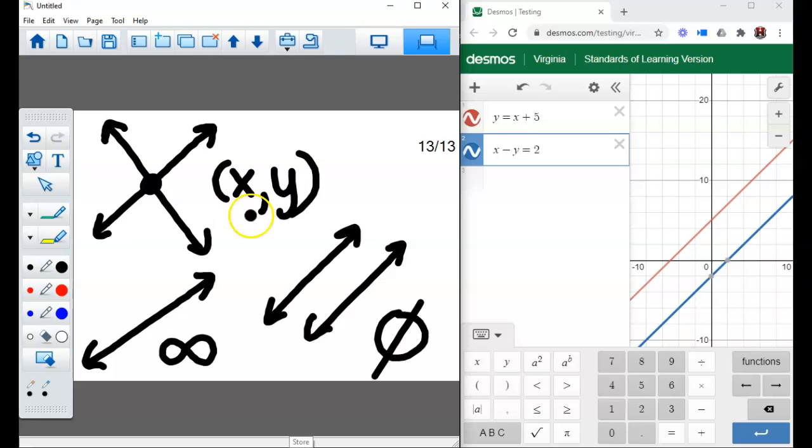So you're either going to get an ordered pair if the two lines make an X. You're going to get infinite if you only see one line. You're going to get no solution if you see parallel lines.